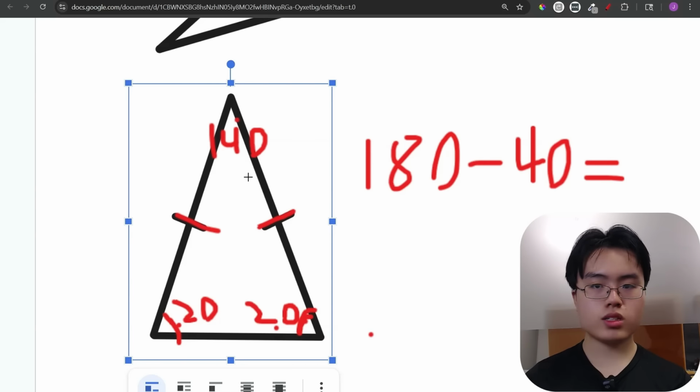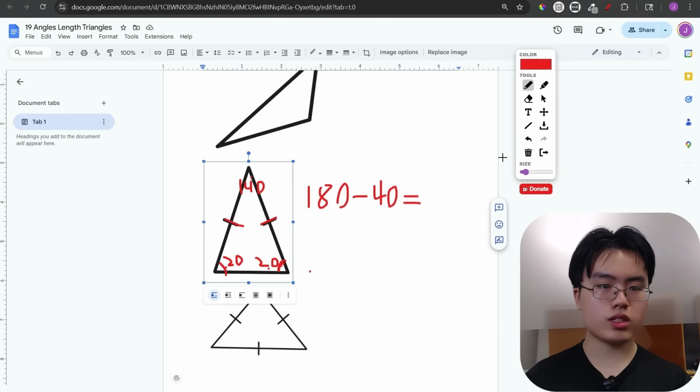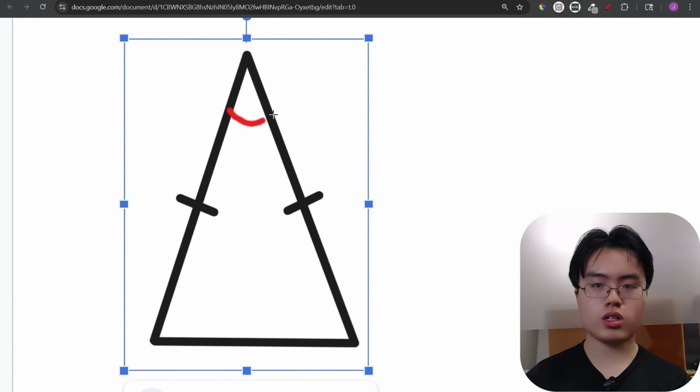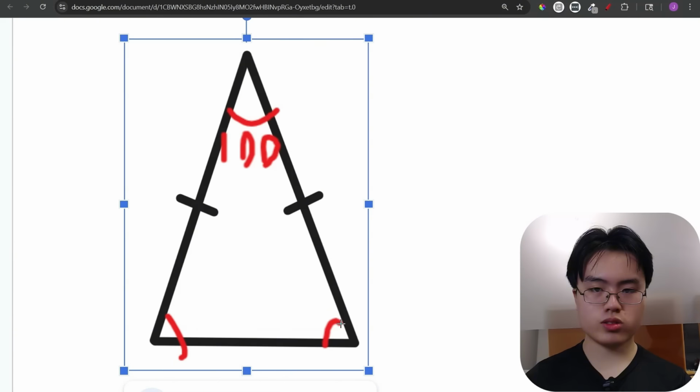Same thing. Let's erase this and get new angles. Let's say this one was 100 degrees. Okay, what are the angles of the other two? So this one's a bit harder, but it's also pretty simple. So we know these two angles are the same, right? Because it's an isosceles triangle, and we know that all the angles have to add up to 180 degrees.